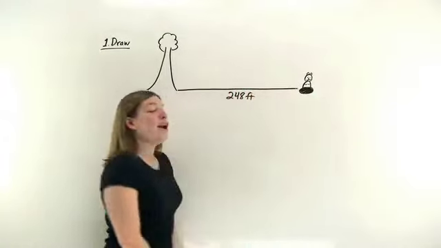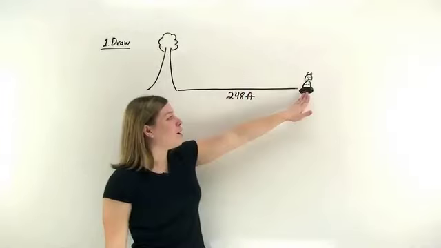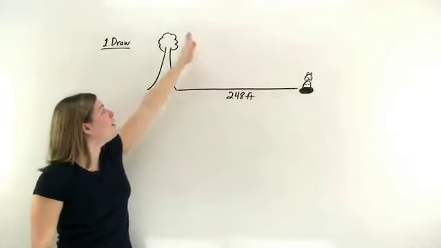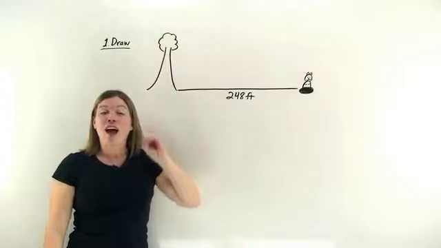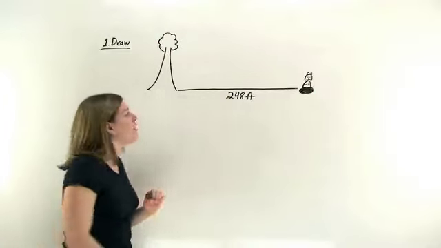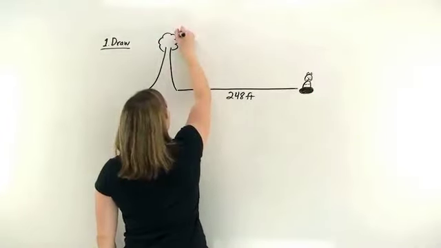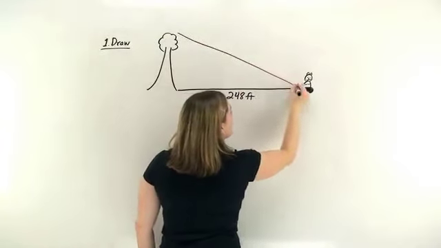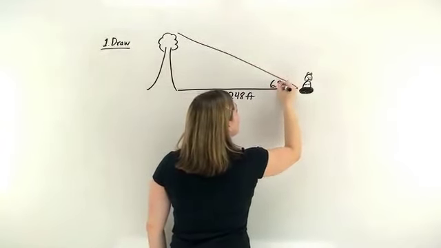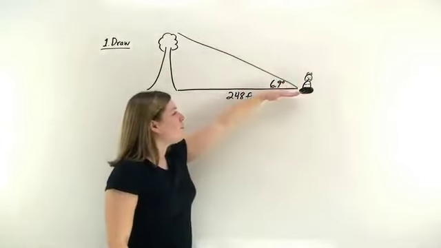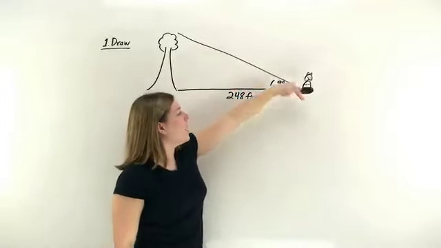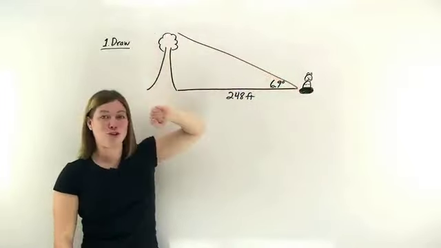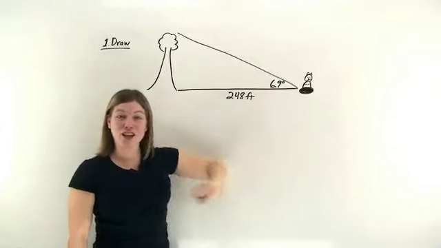feet. Now, we're also told that if this groundhog peeks his head out of the hole and looks up at the top of the tree, that angle created is 6.9 degrees. So, if we draw that out, here is what we get. This angle is 6.9 degrees. It's created from the ground and that line from the groundhog to the top of the tree. This is an angle of elevation.